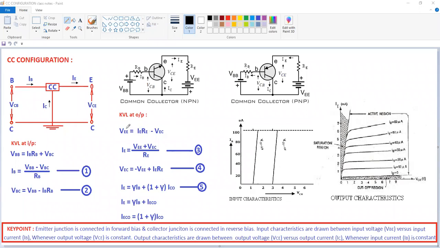From this equation, again I am writing the output current equation. IE is given by VEE plus VCE by RE. Similarly, I am writing the output voltage equation. Here, VCE is given by IE RE minus VEE. Now this is equation 3, equation 4.